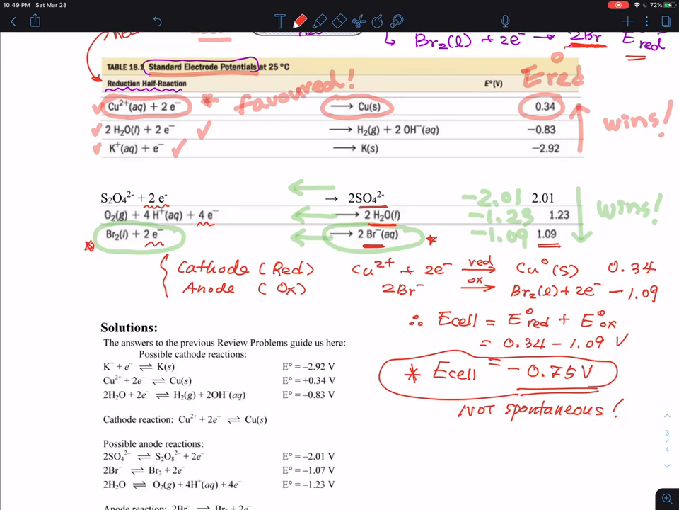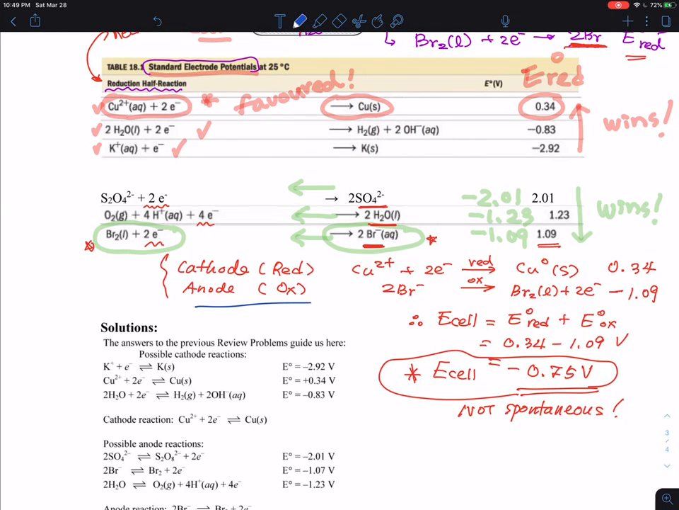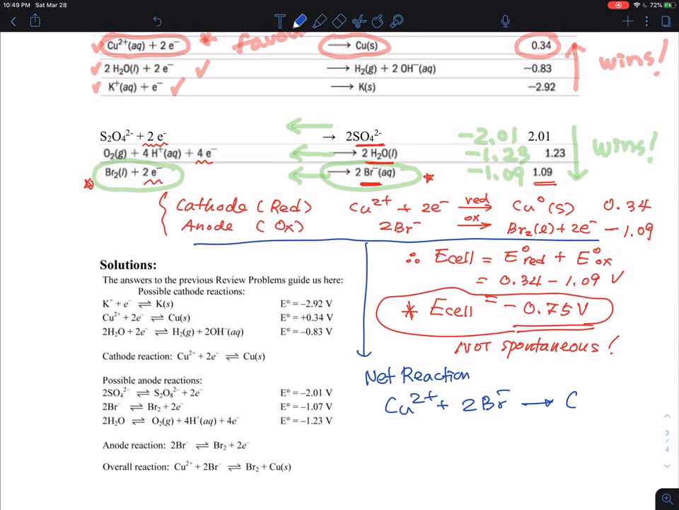Okay. So I forgot to mention the net reaction. So let me write the net reaction. Combining these two, the net reaction is copper 2 plus and 2 bromine minus going to copper solid and bromine 2 liquid. Okay, so this net reaction is not spontaneous.